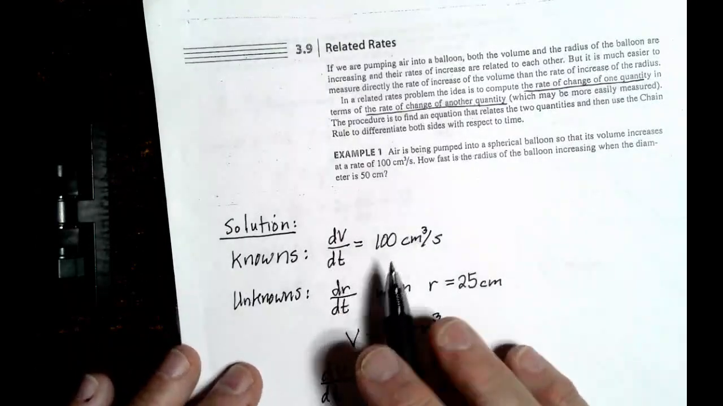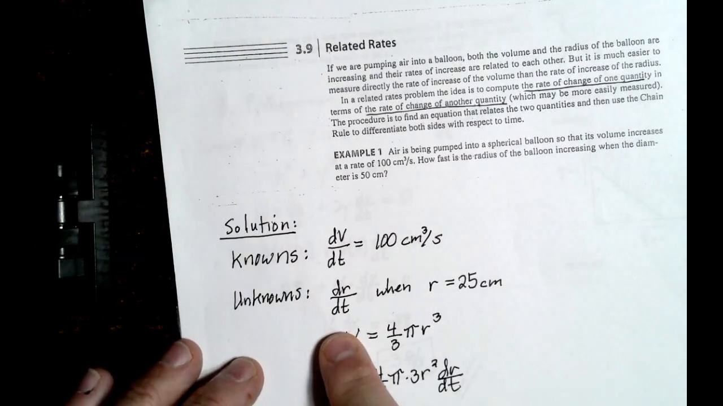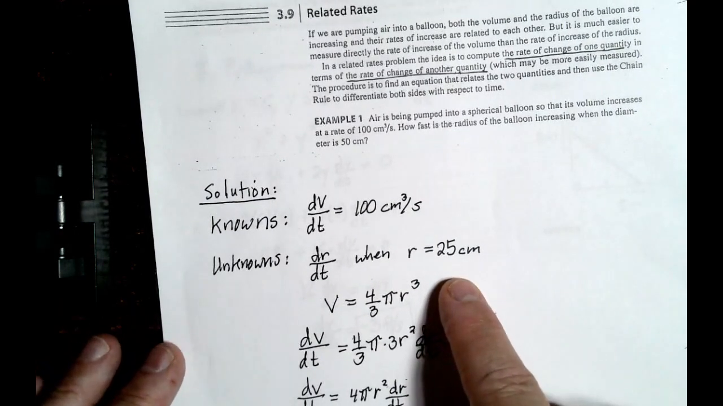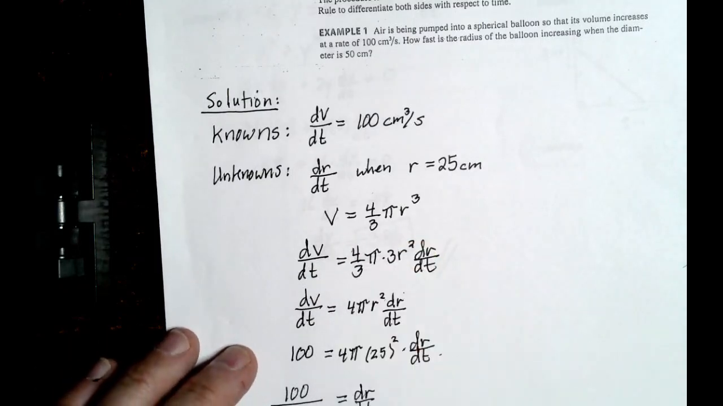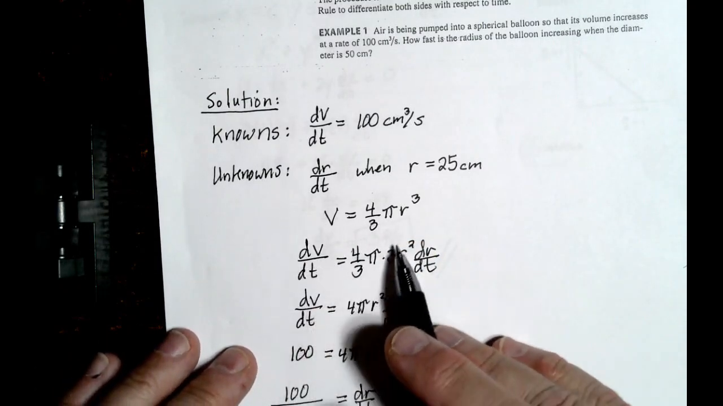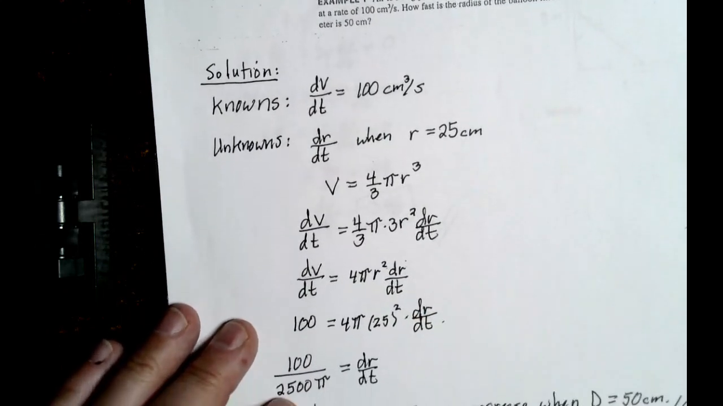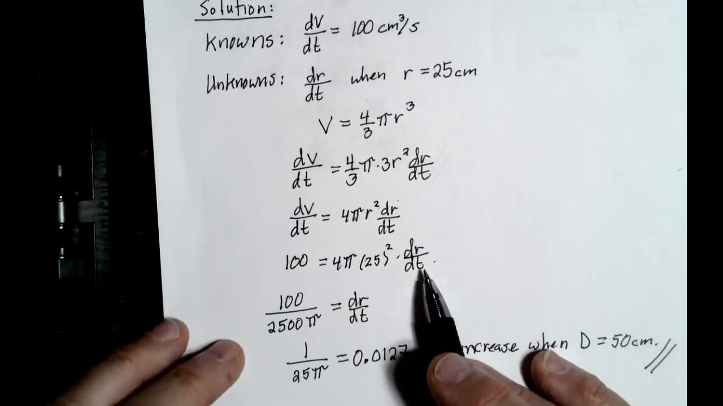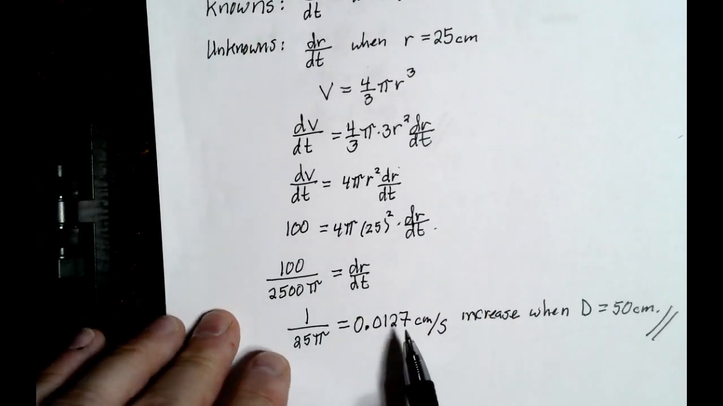Alright, well, we know the rate of change of the volume is 100. We want to know the rate of change of the radius. We know that the diameter is 50, so the radius is 25. We know the volume of a sphere is this. When we take the derivative, we get V prime, we get r prime, we get 3r squared here with a constant in front. Now you plug in everything that you know, and when you solve it for dr/dt, you get 1 over 25 pi, or this number here.